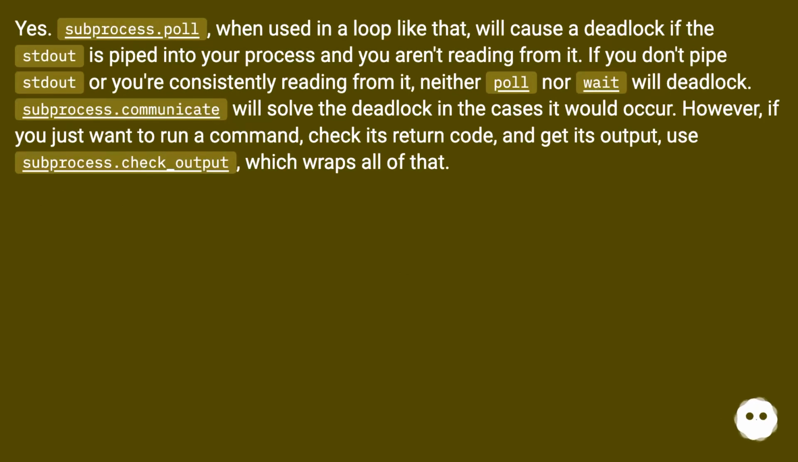Subprocess.poll, when used in a loop like that, will cause a deadlock if the stdout is piped into your process and you aren't reading from it. If you don't pipe stdout or you're consistently reading from it, neither poll nor wait will deadlock. Subprocess.communicate will solve the deadlock in the cases it would occur.